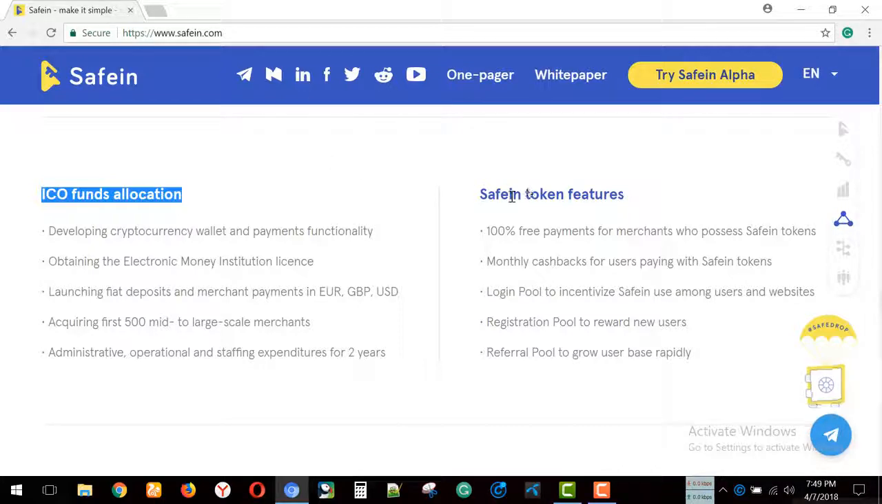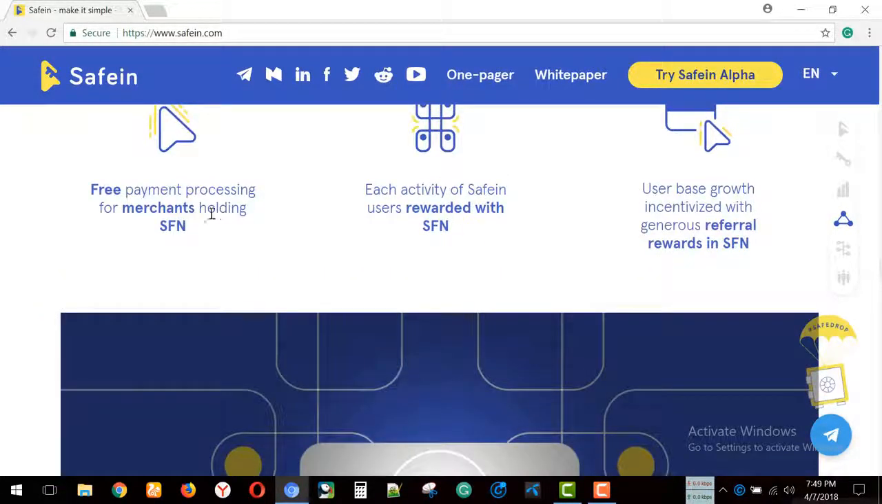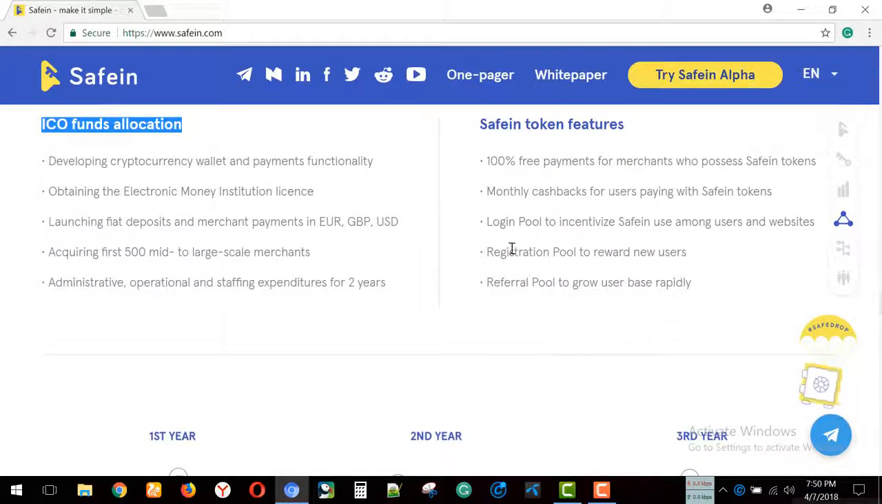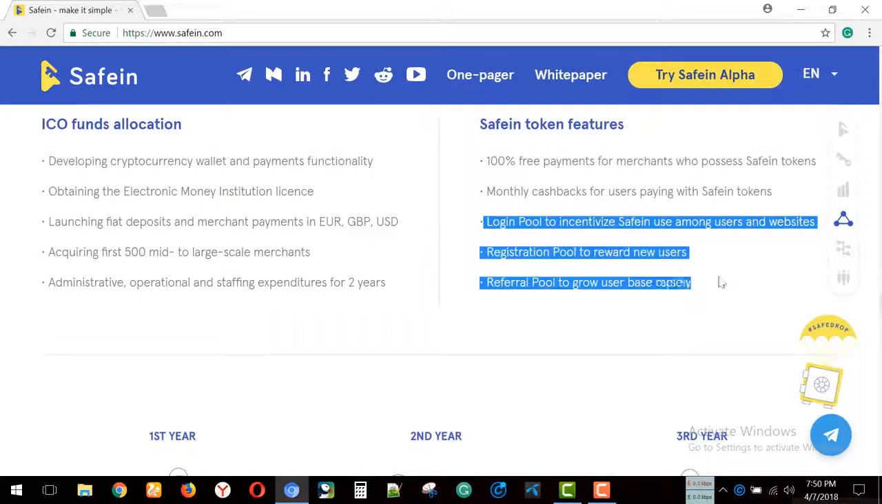And here are the Safin token features. As I said earlier, it has some special features. You can see here that a merchant holding this coin will not be charged any fees. And if you see this, the user will also be rewarded with Safin token for completing tasks online. Other than these, there is monthly cashback. One more thing I would like to add: this is going to be the first coin which has this privilege for users, monthly cashback for users paying with Safin token. So far we don't have any other project like this. And these are the special strategies going to be used by Safin.